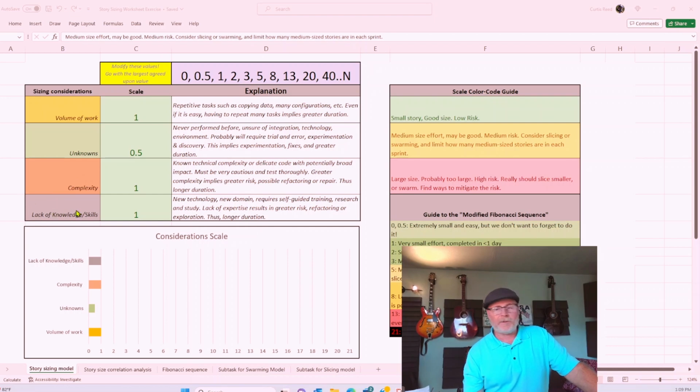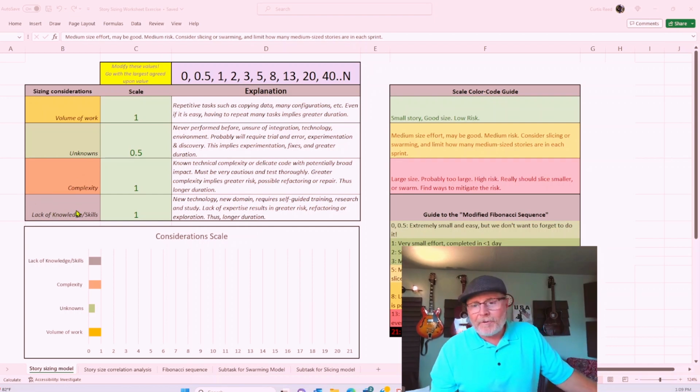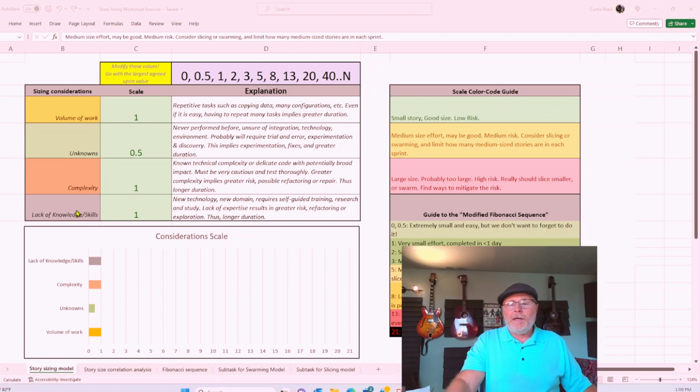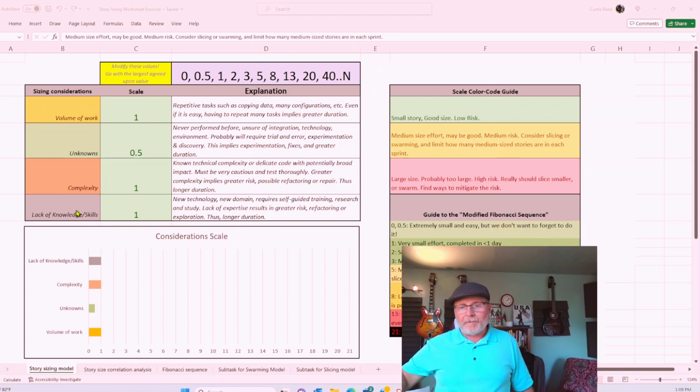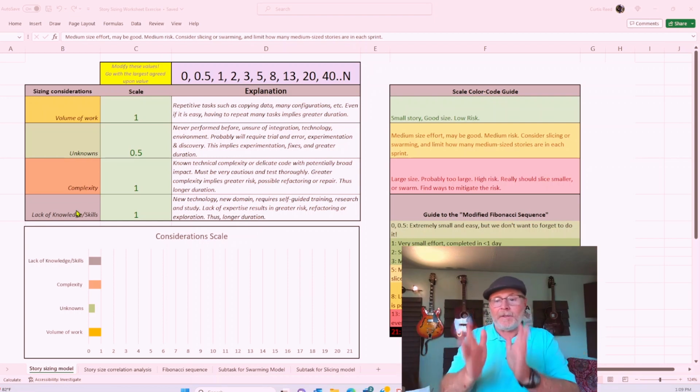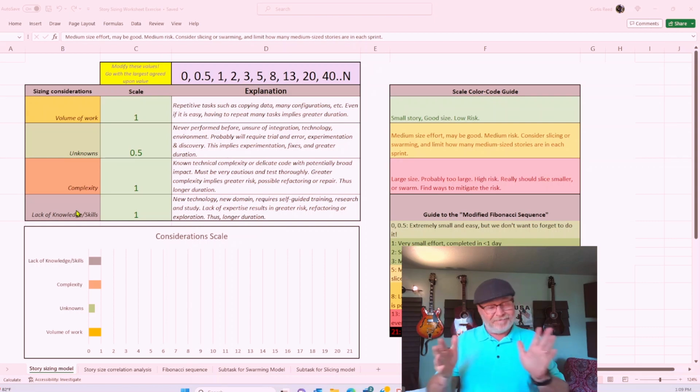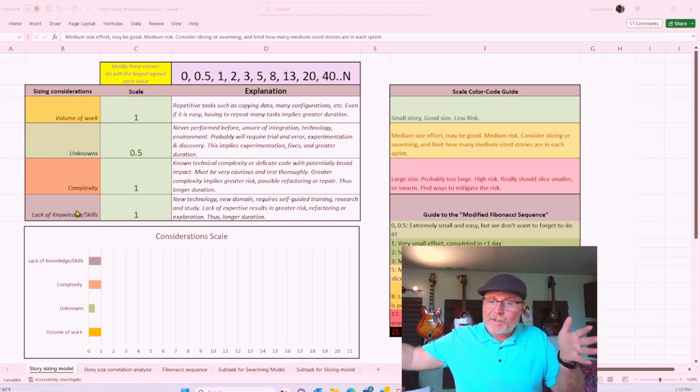And then there's lack of knowledge or skills. If you've never used Spring before, and this is your first time to use Spring, then it may take a lot of research to understand how to use this new technology. A high score means increased difficulty, increased risk. And of course, if there's increased difficulty, increased risk, increased research, guess what's going to happen? Your duration is going to increase.